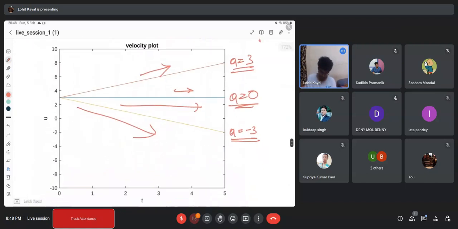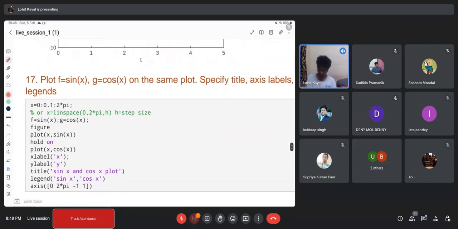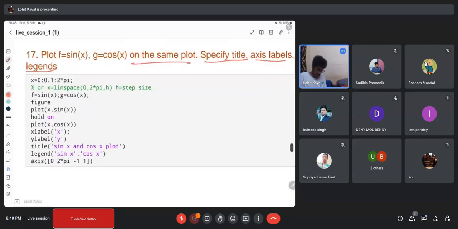Okay, now let's go to the second problem. These are all plotting exercises. Now plot f equal to sin x, g equal to cos x on the same plot. We already know how we can do that. On the same plot, specify title, axis labels, and legends. So here I am using x equal to 0 to 0.1 to 2 pi.